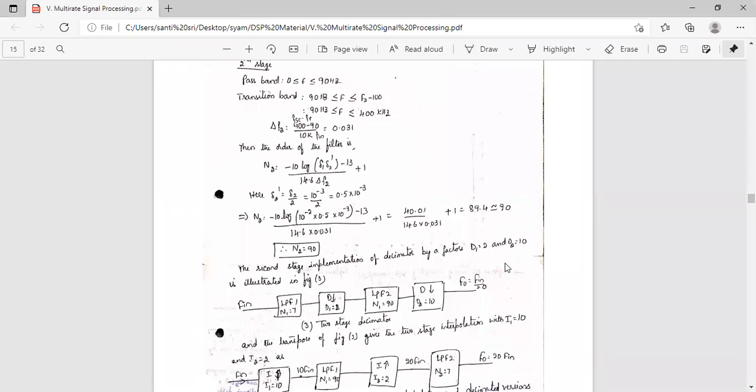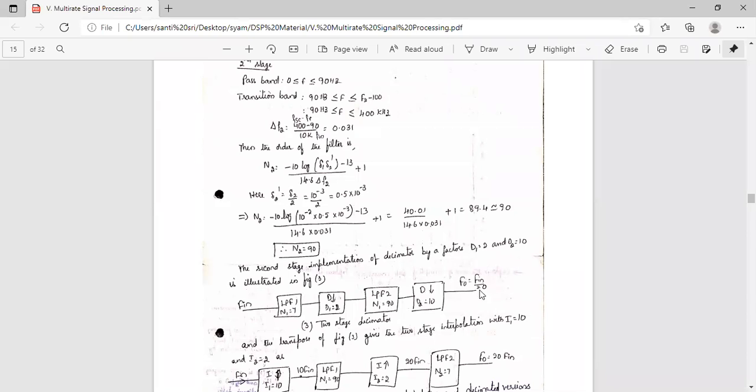So the second stage calculator of the decimator by a factor D1 equal to 2 and D2 equal to 10 is illustrated like this. Before the decimator, a low pass filter is introduced. So for D1 equal to 2, this N1 value is 7, right? N2 is Nt, which is 90, and dt is f by 20.